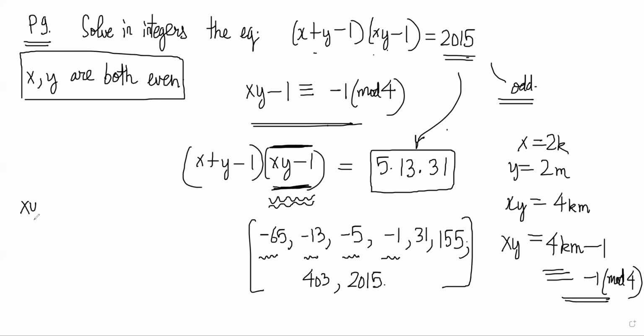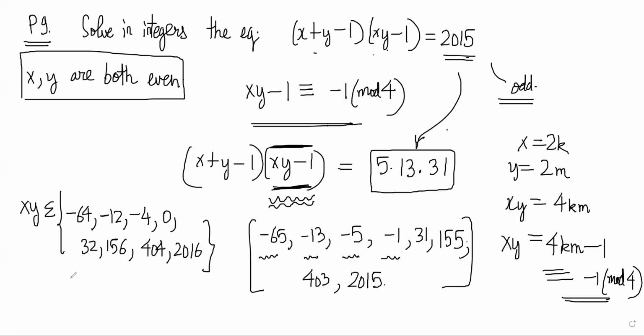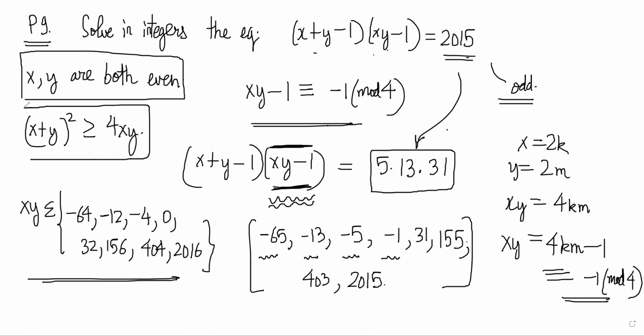So from here, xy belongs to what set? You add 1 to all of these numbers, and you get -64, -12, -4, 0, 32, 156, 404, and 2060. These are the possible values of xy. Now, what we also know is that x plus y whole square is greater than or equal to 4xy. This is true for any two numbers x and y.